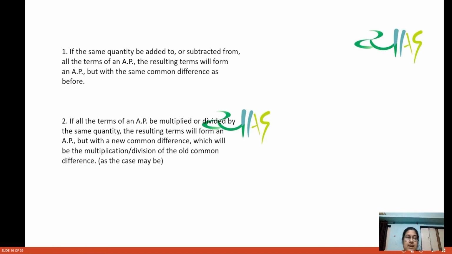Now look at this. It is saying if all the terms of an AP be multiplied or divided by the same quantity, the resulting terms will form an AP but with a new common difference which will be the multiplication or division of the old common difference. So देखिए जब addition और subtraction कर रहे थे ना AP के साथ तो उसके common difference को कुछ भी नहीं हो रहा था. But अगर हम multiplication या division कर देते हैं.